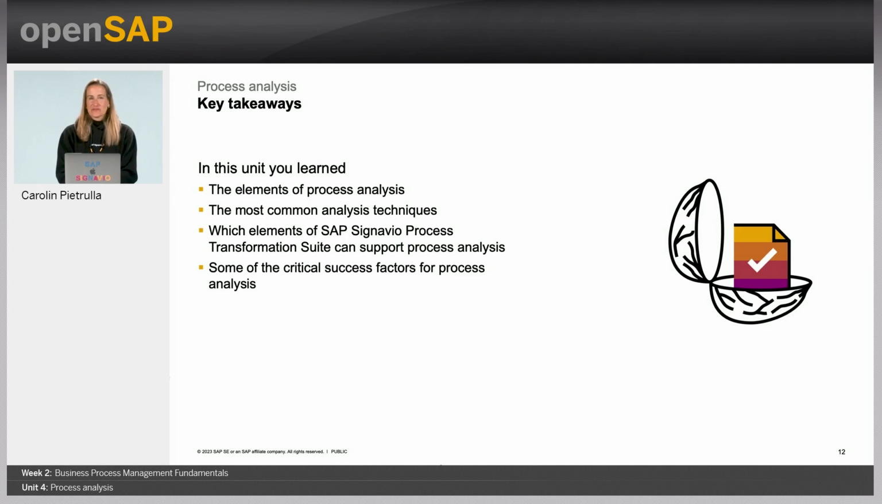Now, let me wrap up Unit 4 by summarizing our key takeaways. In the beginning, we talked about what the elements of process analysis are. We then talked about the most common process analysis techniques and the technology available to analyze processes automatically. We also talked about which solutions of the SAP Signavio Transformation Suite can support process analysis, and finally, some of the most critical success factors of process analysis.